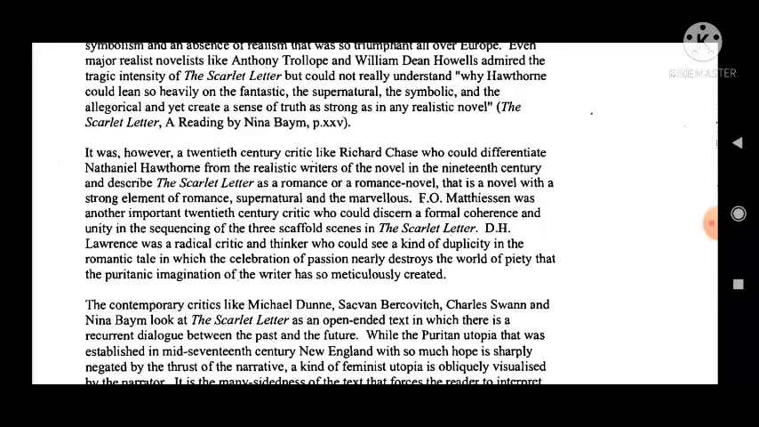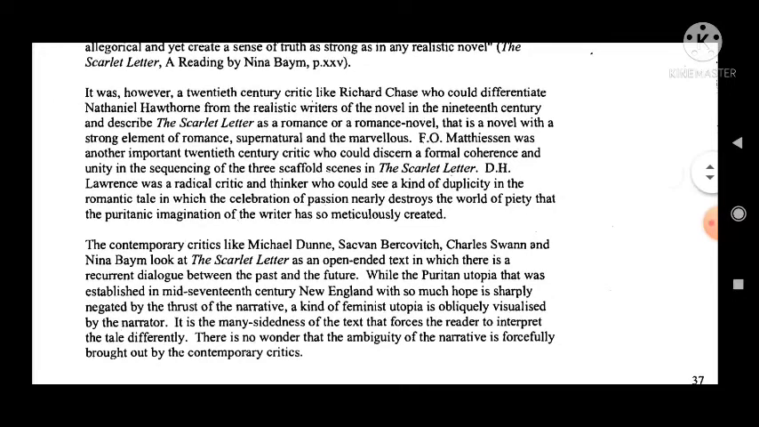It was, however, a 20th century critic like Richard Chase who could differentiate Nathaniel Hawthorne from the realistic novel writers of the 19th century and describe The Scarlet Letter as a romance, that is, a novel with a strong element of romance, the supernatural, and the marvelous.